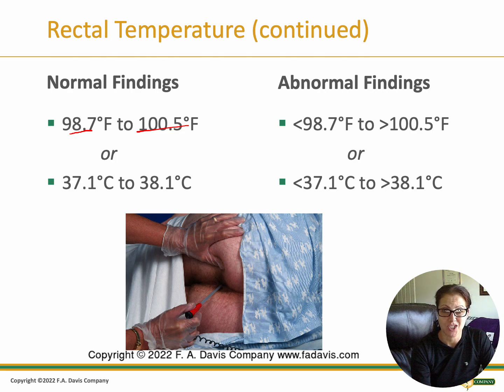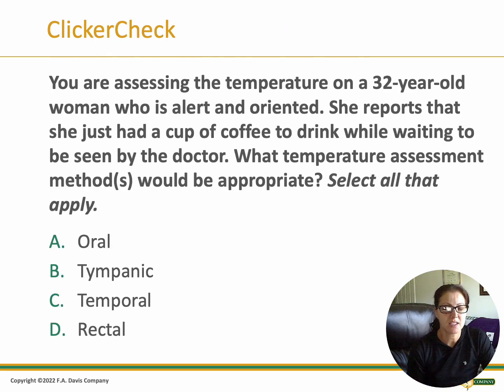So let's start with a question. You're assessing the temperature on a 32-year-old woman who is alert and oriented. They report that they just had a cup of coffee to drink while waiting to be seen by the doctor. Which thermometer assessment would be appropriate in this scenario?